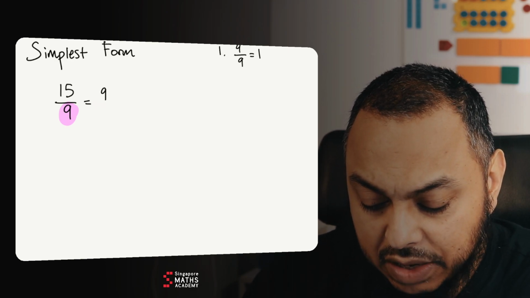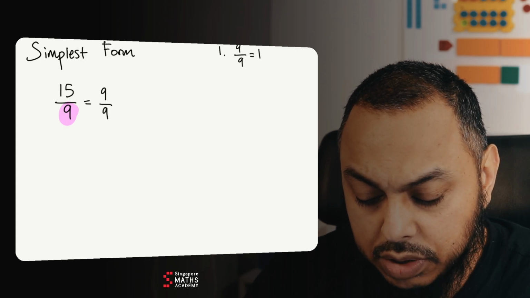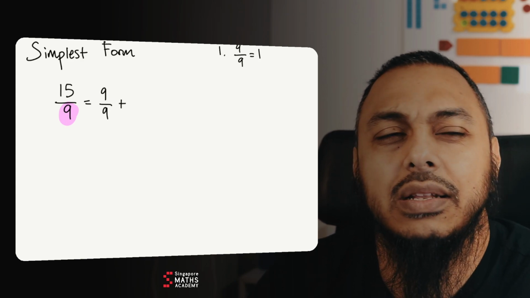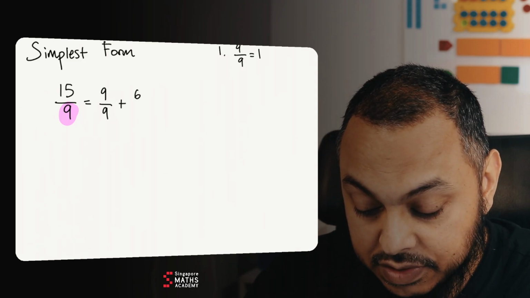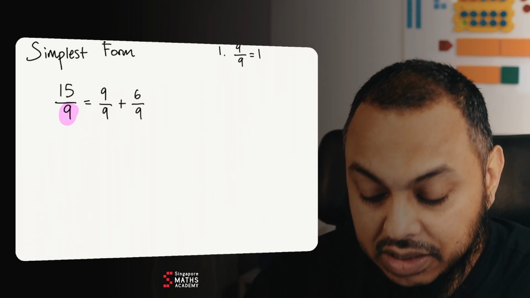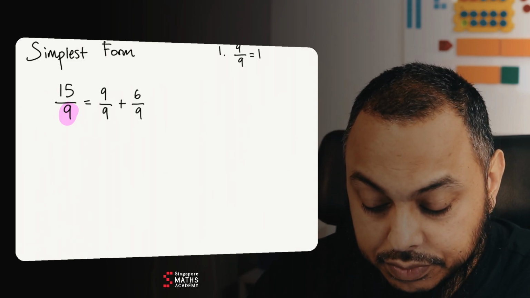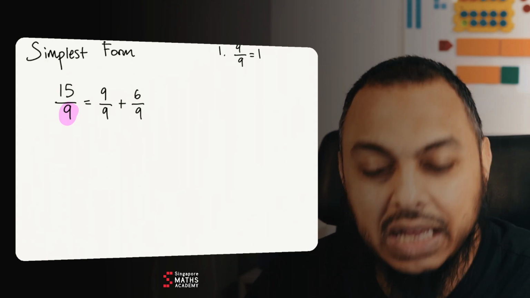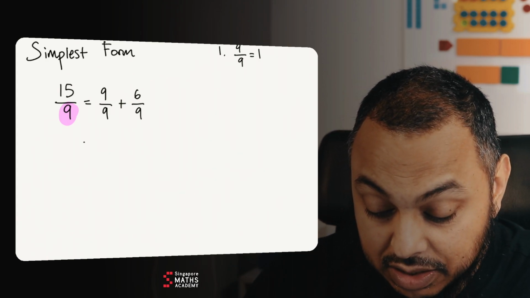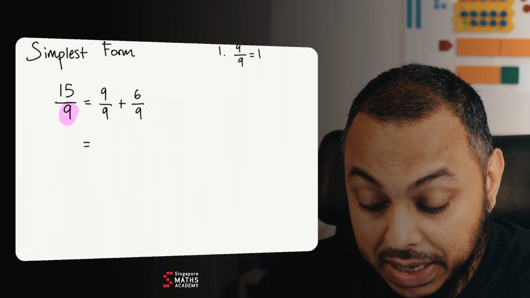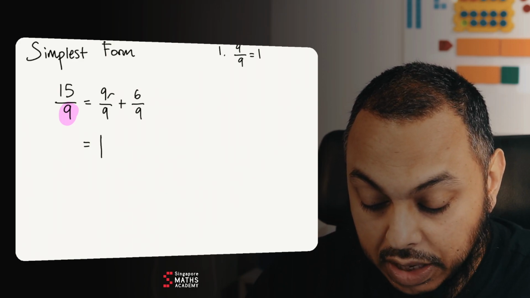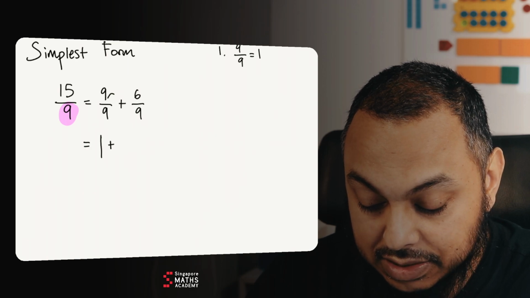So let me write that down as a fraction though. 9 ninths is a whole. 15 ninths is 9 ninths, add another 6 ninths. And so 9 ninths add 6 ninths is equal to 15 ninths. 9 plus 6 is 15, right? That's 15 ninths. Now 15 ninths can be written as a mixed number, right? 9 ninths is 1 whole, and I've got my 6 ninths.